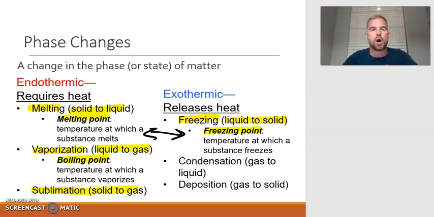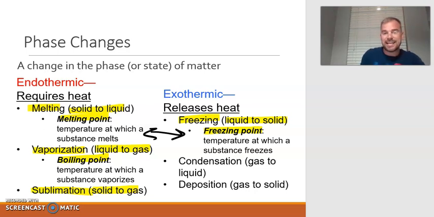What temperature does water melt at? 0 degrees Celsius. What temperature does water freeze at? 0 degrees Celsius. It's the same temperature. It's just its opposite directions. So if I was freezing water, I would say, oh, the freezing point of water is 0 degrees Celsius. If I was melting it, I'd say its melting point is 0 degrees Celsius. But it is actually the same temperature.